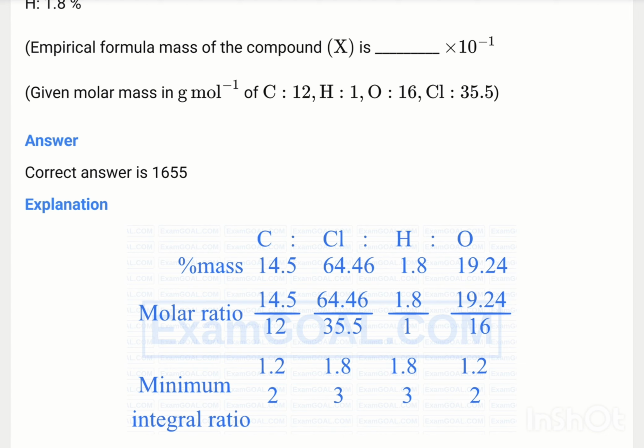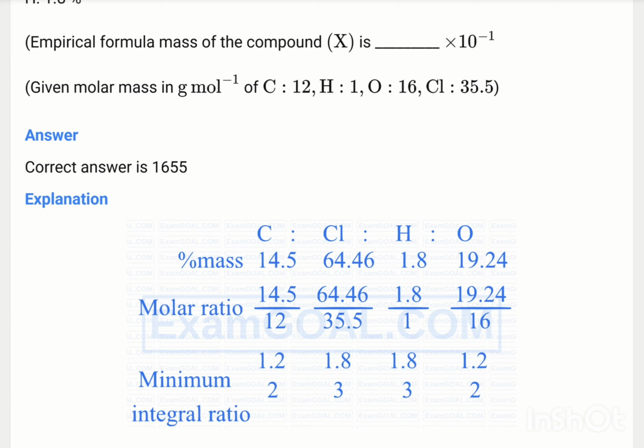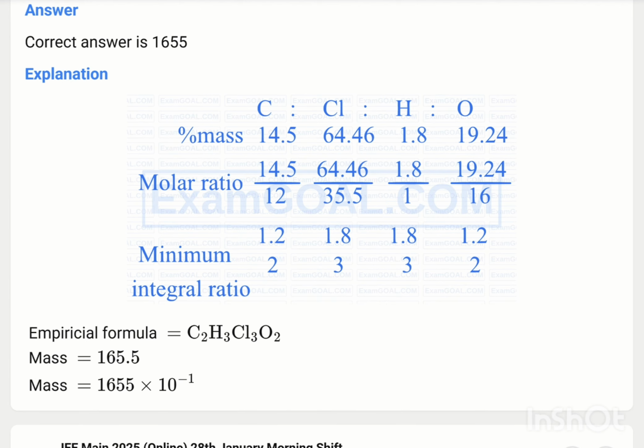So guys, in this paper, 20 questions were very easy. Means 80 anyone would have scored. 80 was the easiest score. Four questions were tricky questions, meaning the NTA played with the minds of the students. So in the next video, I will be present with the 28th January evening shift question paper.